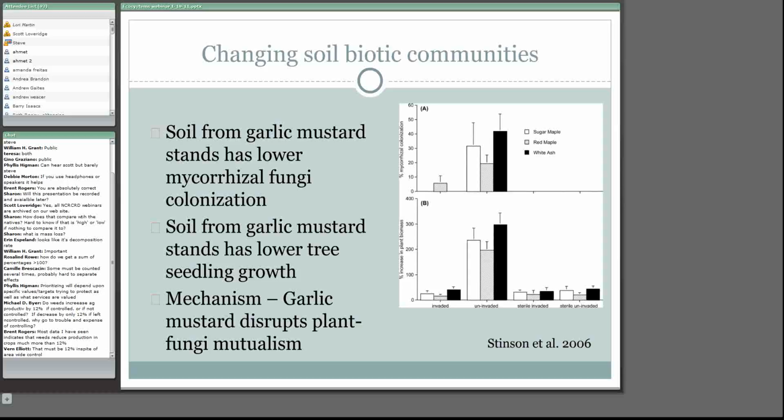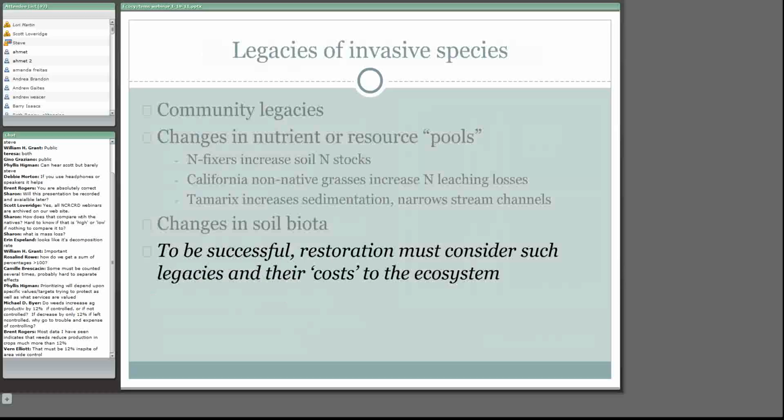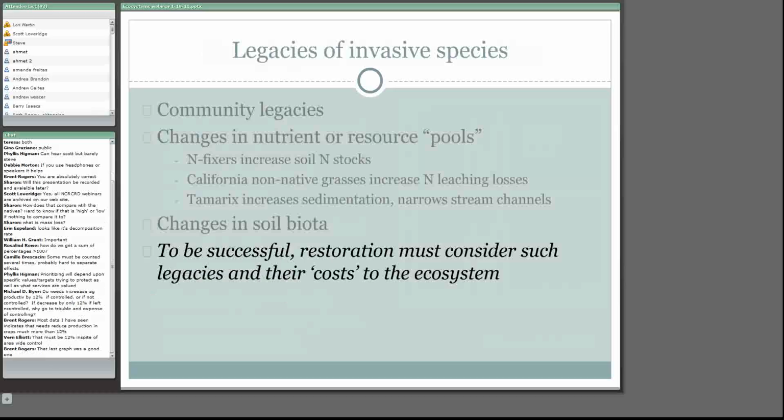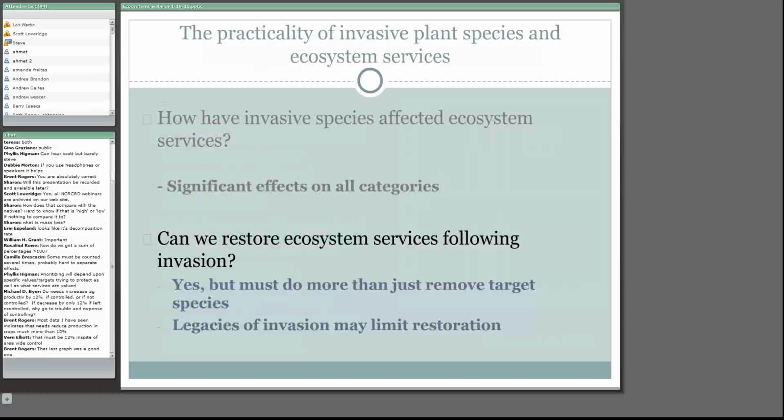So as I've indicated, legacies of invasive plant species. If we're going to approach restoration to have success, we need to consider such legacies and their costs to the ecosystem, whether that's economic or environmental, but the long-term aspect of the legacies of invasive plants. So the practicality of invasive plant species and ecosystem services.